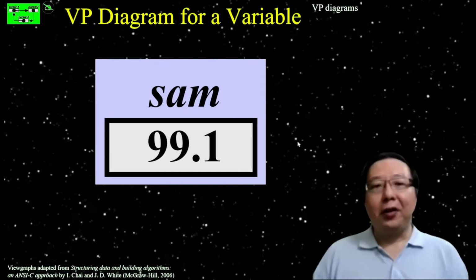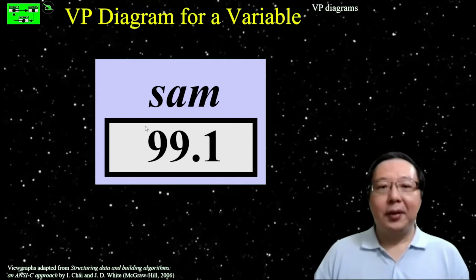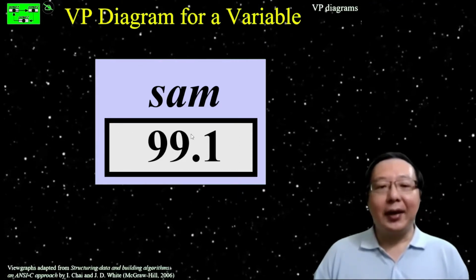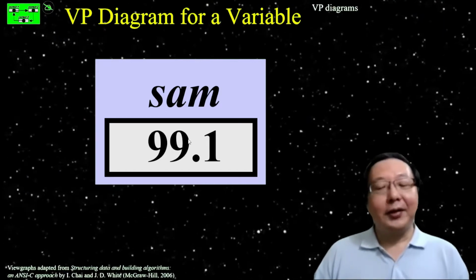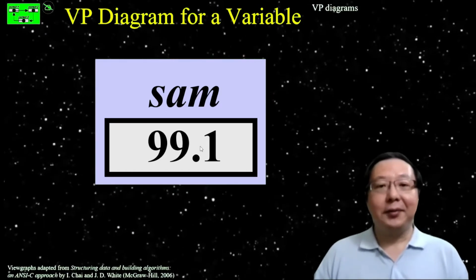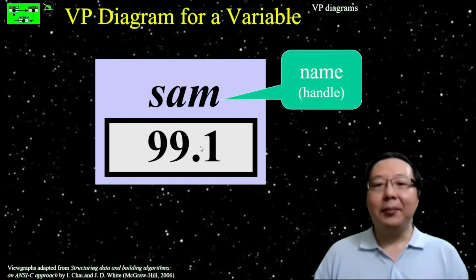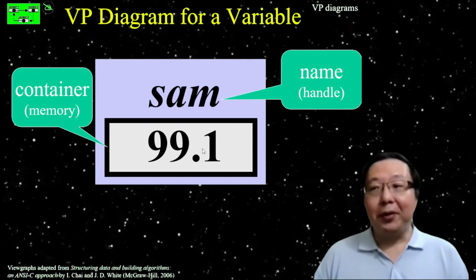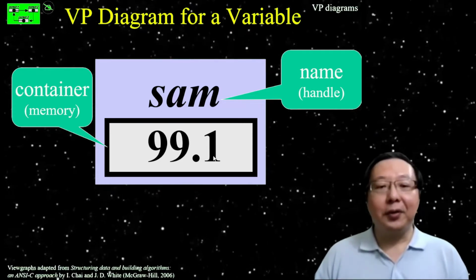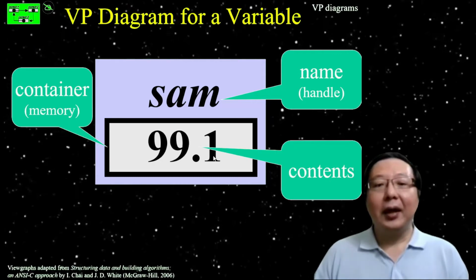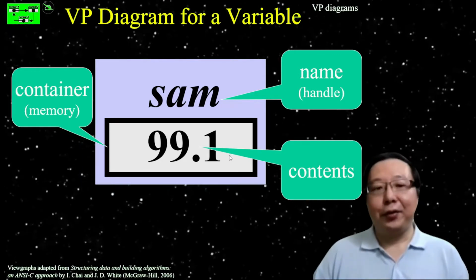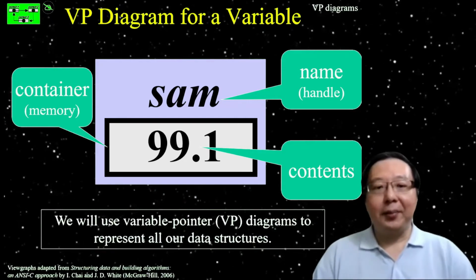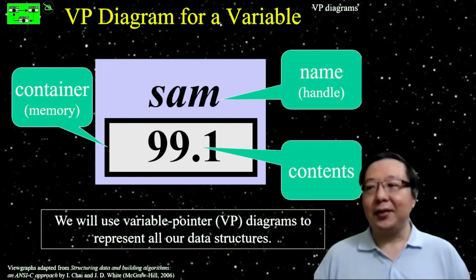Here is how we draw a variable. A variable essentially is a box with a name on top and a value inside. If the value hasn't been defined yet, we could leave the box empty. So we have the name and the container, which actually is stored in memory, in the computer's memory. And the contents inside, which is the value. So we will be using these variable pointer diagrams to represent all of our data structures in this class.